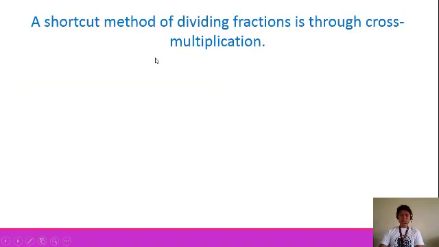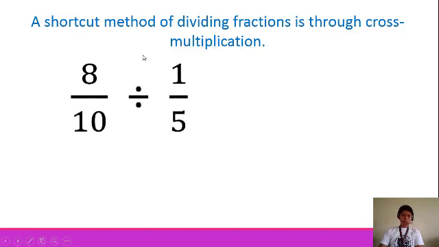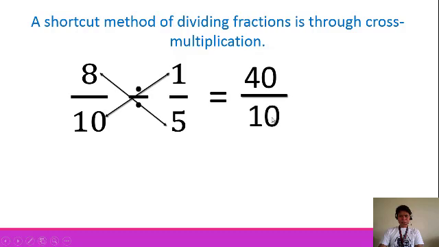The other one is much easier and faster, which is the shortcut method, the cross products. So 8/10 divided by 1/5, you just simply cross multiply. 8 times 5 is equal to 40, and then 10 times 1 is equal to 10, which is 40 divided by 10 is equal to 4. Okay, so this is much easier and faster, the cross multiplication.